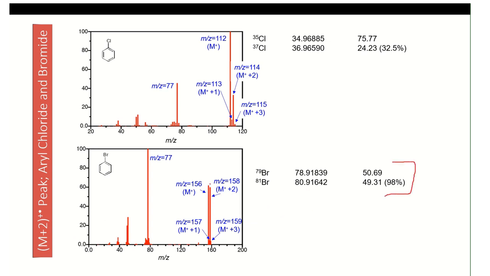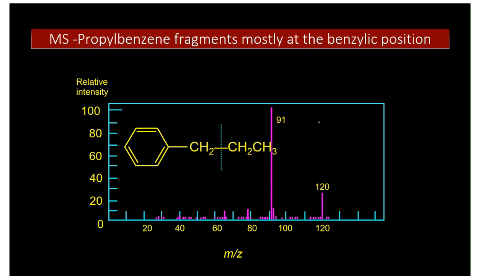You can see loss of the halide realizes the 77 peak. So that's the fragmentation here. Same thing here. See, the loss of the 35 peak or the 37 peak realizes the m/z equals 77 mass units. Look at this one.